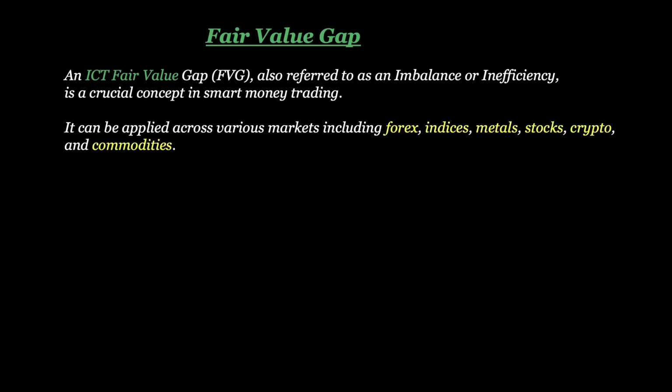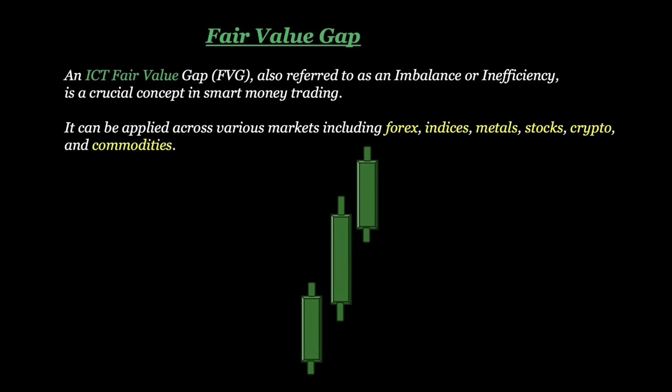An ICT fair value gap, also referred to as an imbalance or inefficiency, is a crucial concept in smart money trading. It can be applied across various markets including forex, stocks, crypto, and commodities. The ICT fair value gap is identified in a three-candle formation.